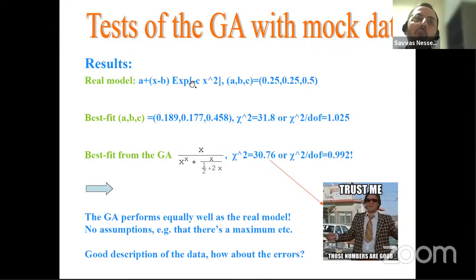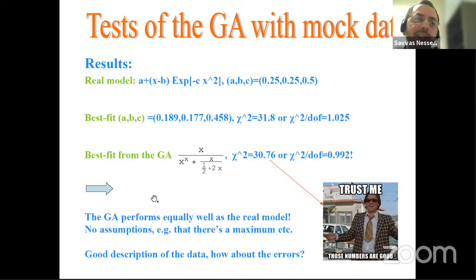The real model, when we fit it back to the mock data, had a chi-square of order 31.8, or a chi-square per degree of freedom of order 1. So obviously it was a really good fit to the data. And the best fit from the genetic algorithm looks like this, which has a chi-square on the order of 30.76, again a chi-square per degree of freedom close to 1, okay? And this is quite a good number.